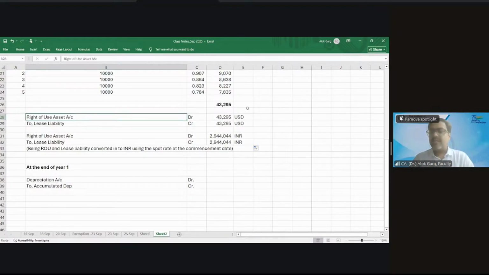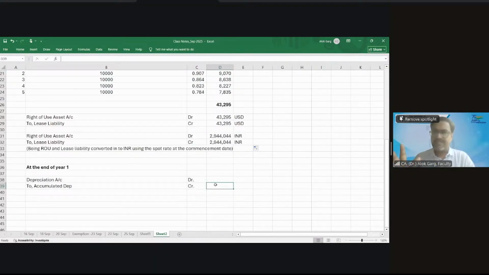Yes, sir. So it's a monetary item. So you have to restate that monetary item, $10,000 multiplied by 81. So your liability will increase, and what will be debited? Your P&L will be debited. These are the concepts of Ind AS 21.